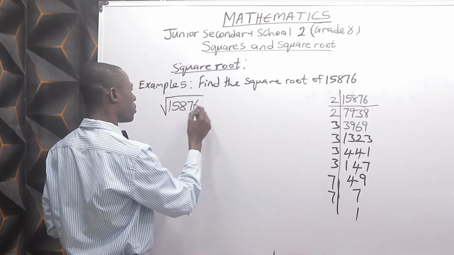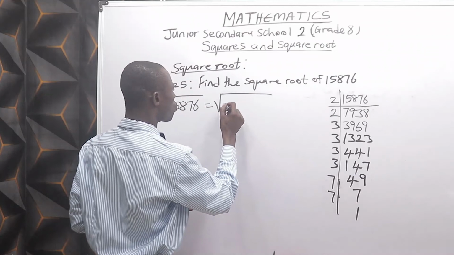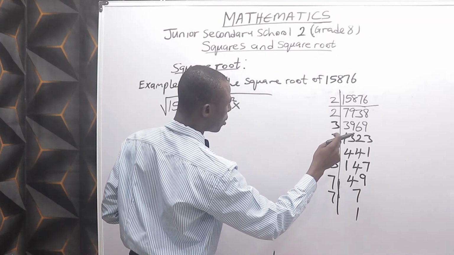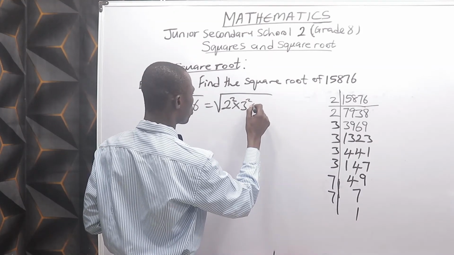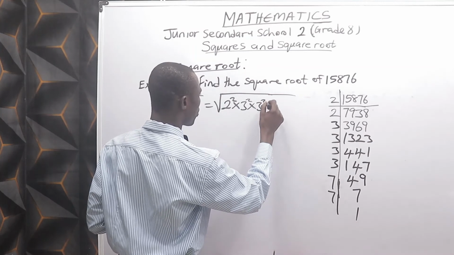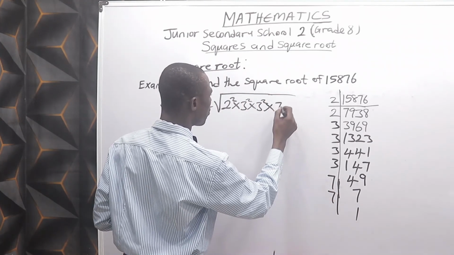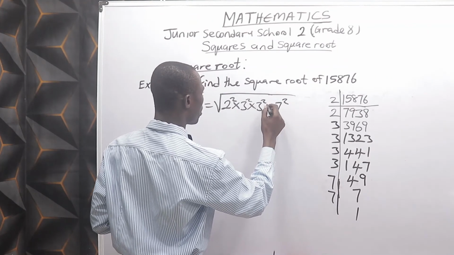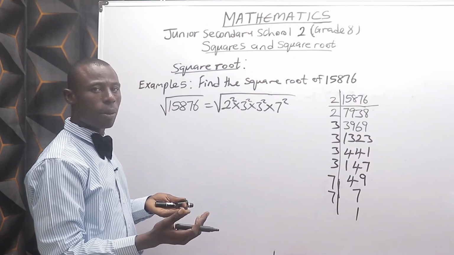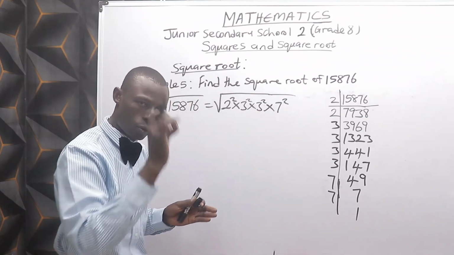Now let's write them in index form. 2 times 2 is 2 raised to power 2. 3 times 3, 3 raised to power 2. Another 3 times 3, 3 raised to power 2. Then 7 times 7, 7 raised to power 2. I can write 3 raised to power 4 here altogether, but for you not to be confused, I break everything into power 2, power 2, power 2.